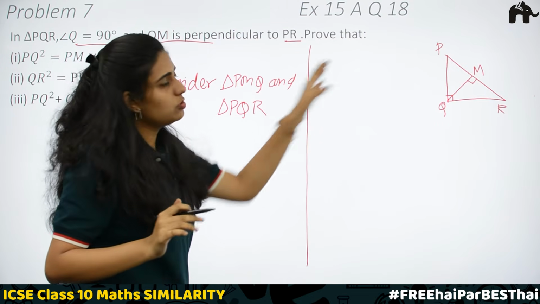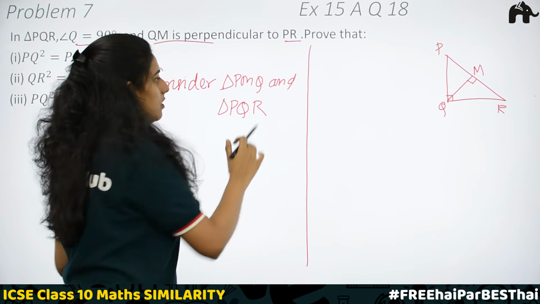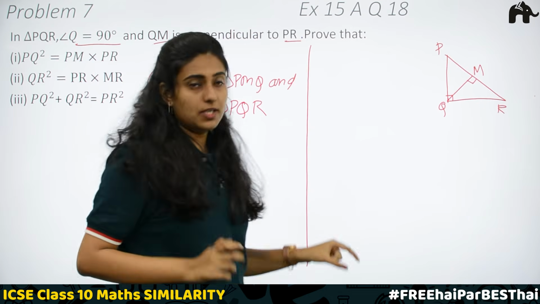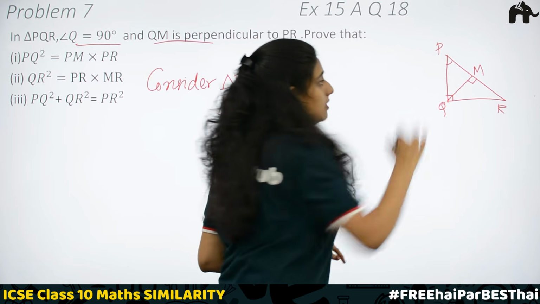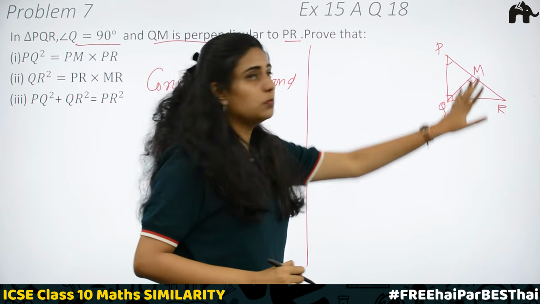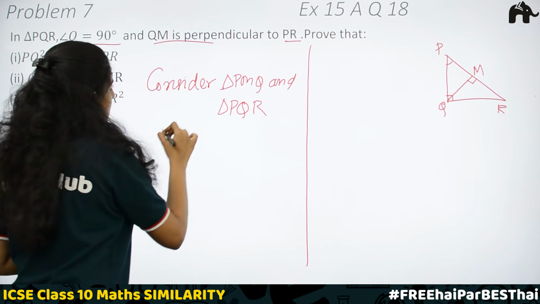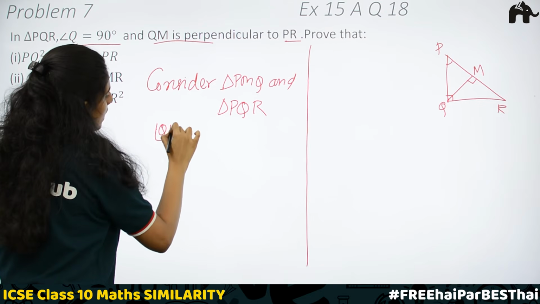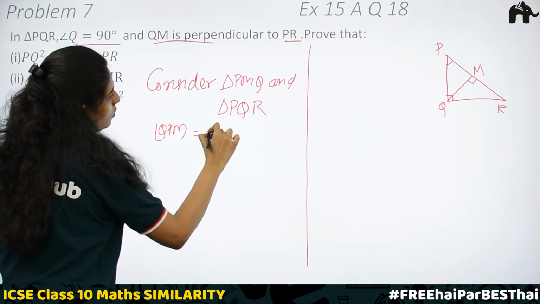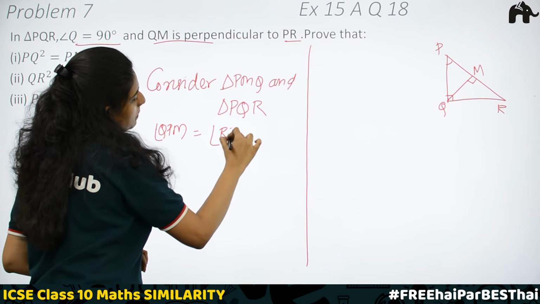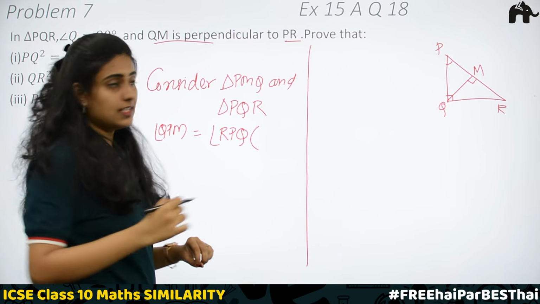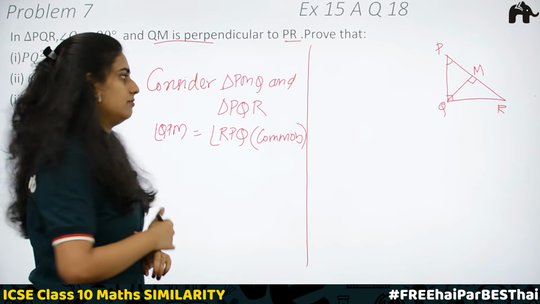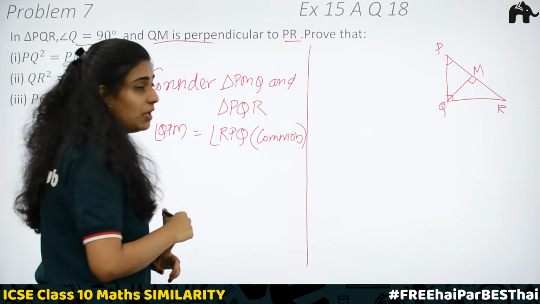Now we have to show these two triangles are similar. Is there anything common to both these triangles? We know side PQ is common. Similarly, we have this angle P, common to both the triangles. Yes. Therefore, we can write angle QPM is equal to angle RPQ. What is the reason? Common angle.